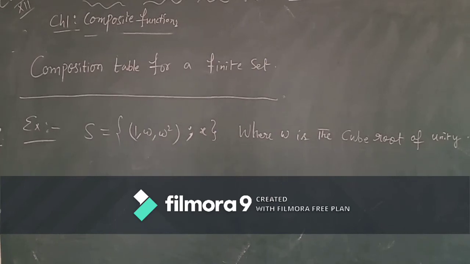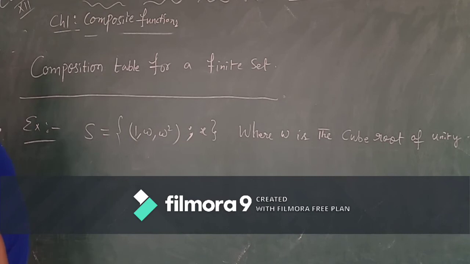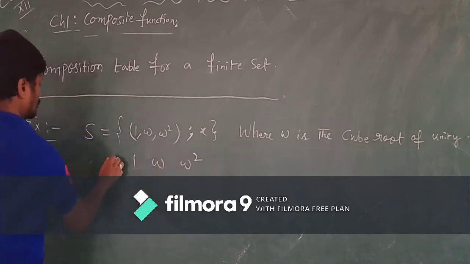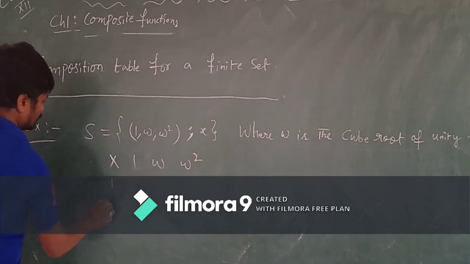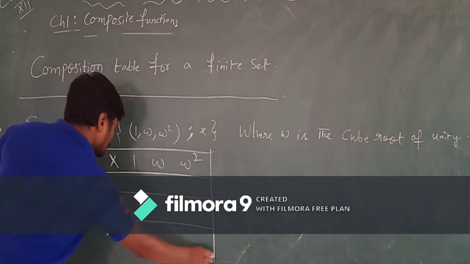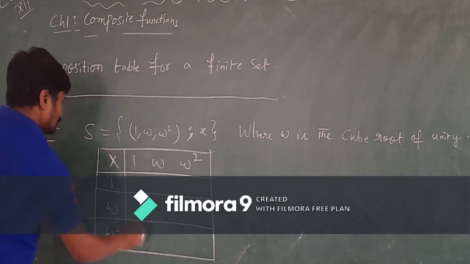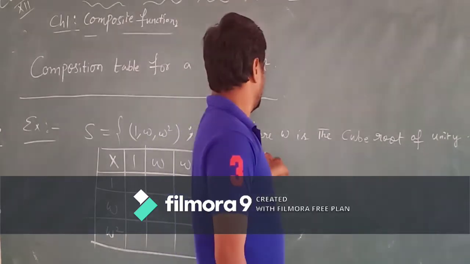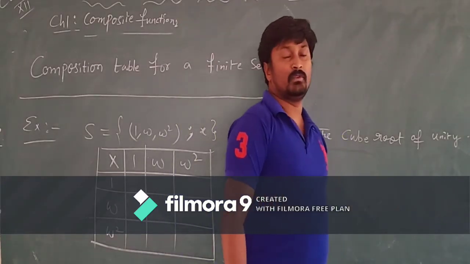So that is about that, and let's move on to another topic, the composition table for a finite set. This is one of the examples to understand: S is equal to {1, omega, omega square}, where the operation is multiplication, and omega is a cube root of unity. Let us first draw the table for 1, omega, omega square. Just observe how I am drawing the table.